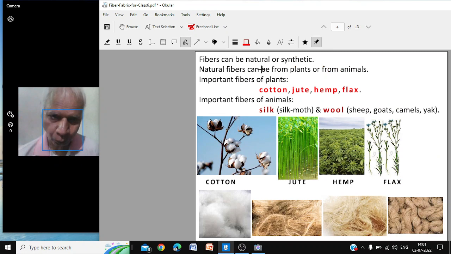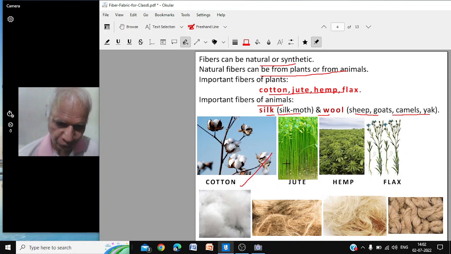Fibers can be natural or synthetic. Natural fibers can be from plants or from animals. These are important plants from where we get fibers: cotton, jute, hemp and flax. Although in the class 6 syllabus you have only cotton and jute. Important fibers of animals: silk coming from the silk moth, and wool mainly coming from sheep and goats, but we can also get it from camels and yak. So there is a cotton plant, there is a jute plant, there is a hemp plant, and this is a flax plant.